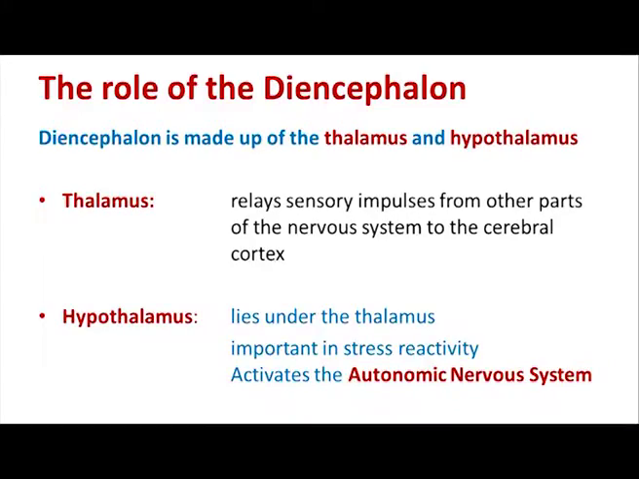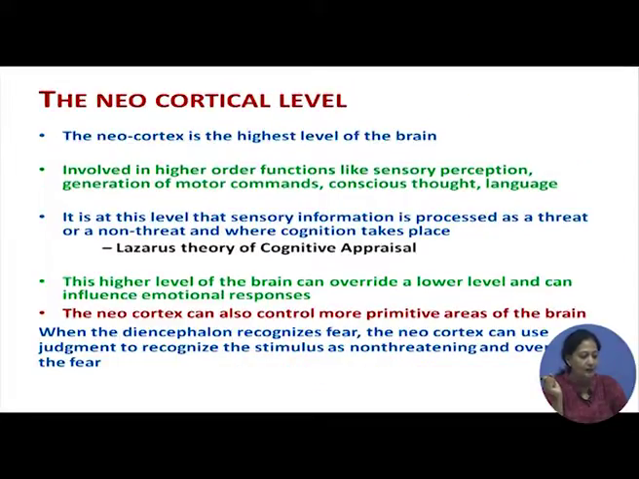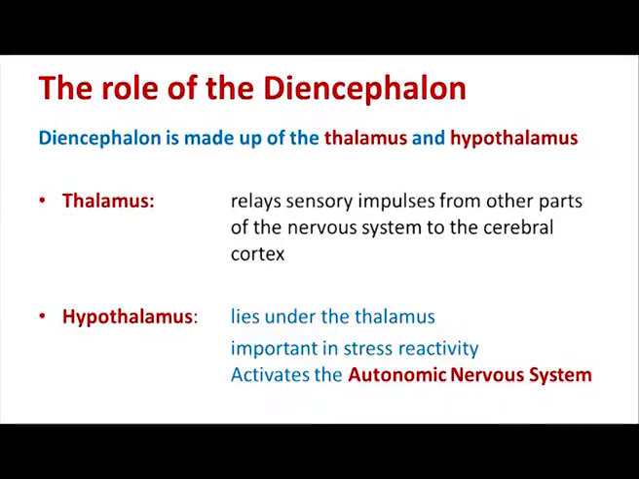Now, coming back again to the diencephalon, we just spoke about the diencephalon as the organs which recognize fear, and we said that the thalamus and the hypothalamus are a part of the diencephalon. I have talked about the thalamus and the hypothalamus before, but just to revise once again, the thalamus relays the sensory impulses from other parts of the nervous system to the cerebral cortex, and the hypothalamus is a key structure in stress reactivity and is the primary activator of the autonomic nervous system.